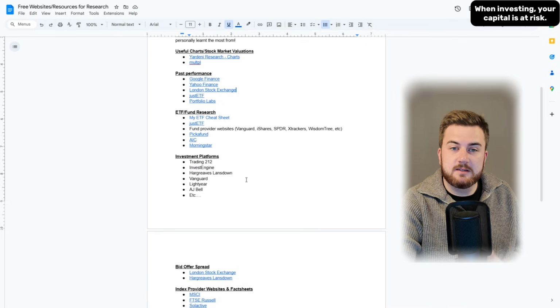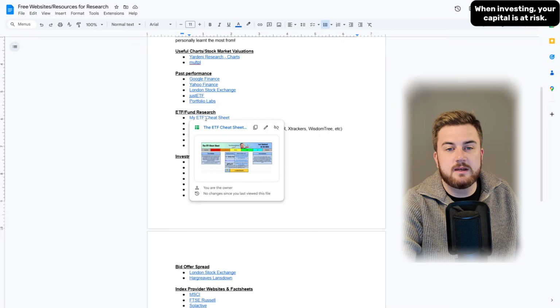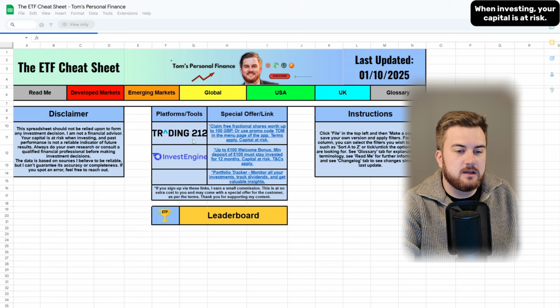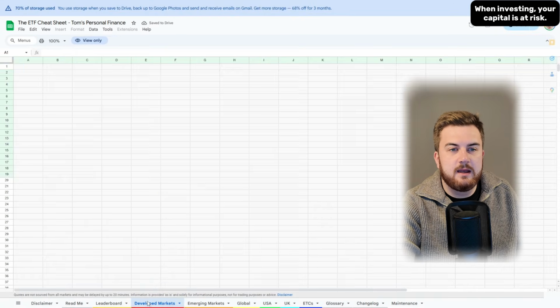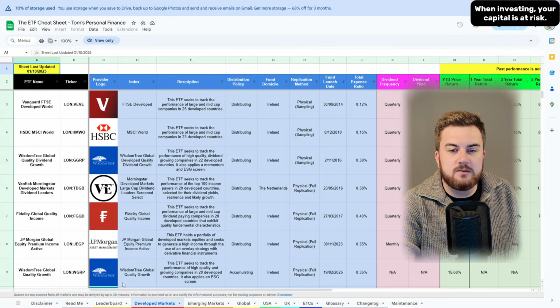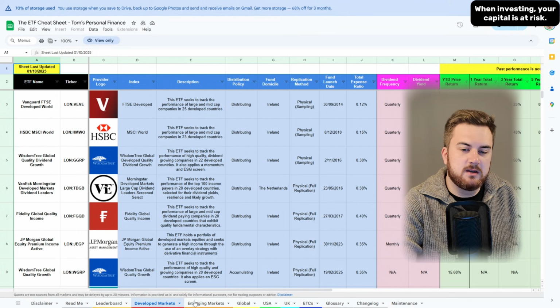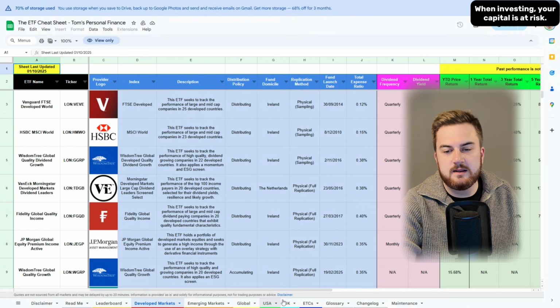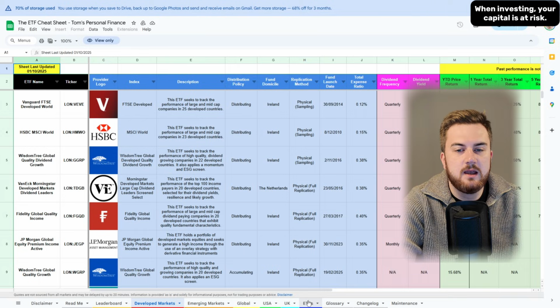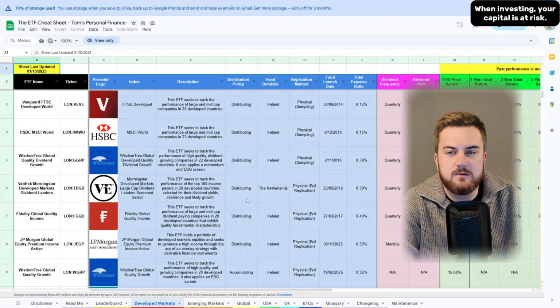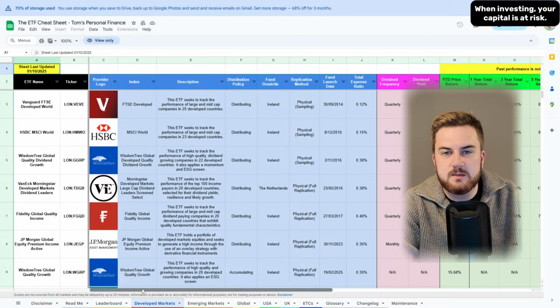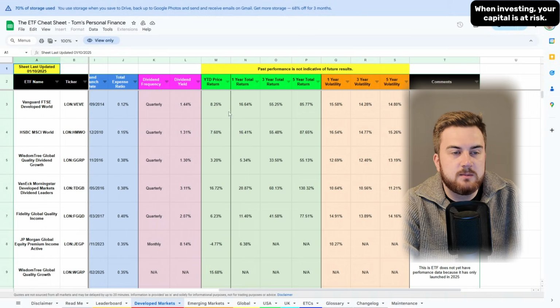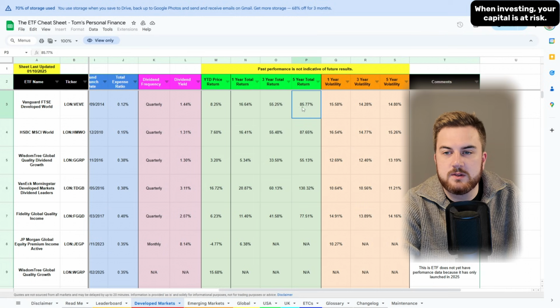Right, now ETF and fund research. So I do have my ETF cheat sheet. I think I'll make another updated video on that soon, but this is what it looks like. You can compare ETFs for a range of different categories: developed markets, emerging markets, global, USA, UK, and ETC, so commodities. And I've just put the basic details of the funds here. Then every month I update these performance figures. The year-to-date price return is pulled from Google Finance, whereas the rest I manually update once per month.